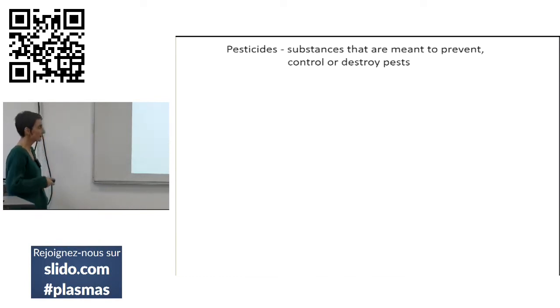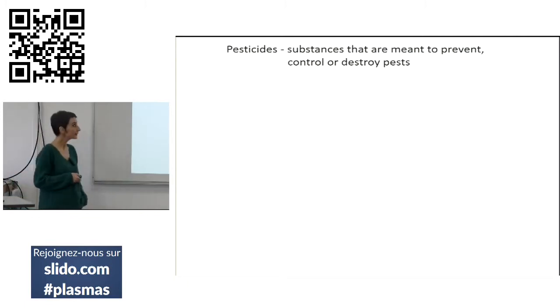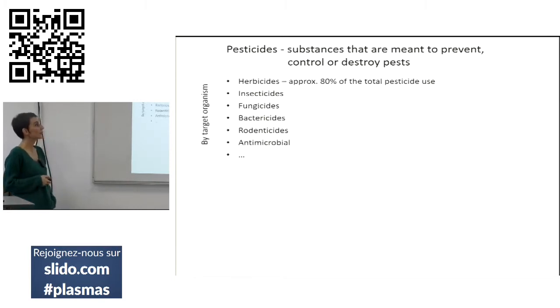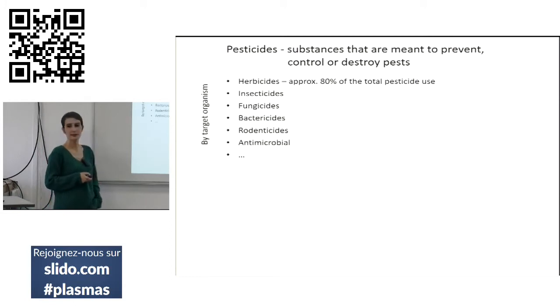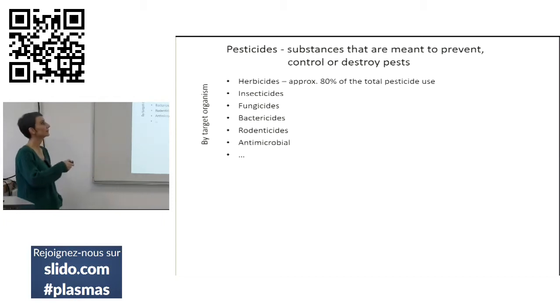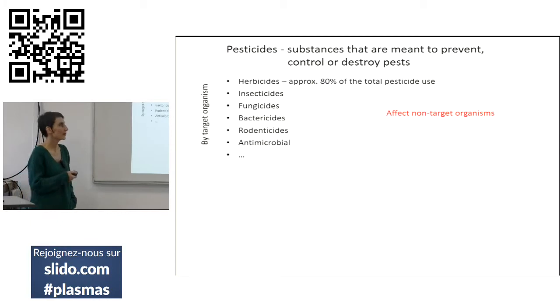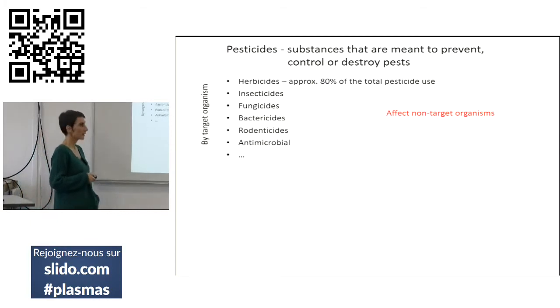So we can define pesticides as substances that are meant to prevent, control, or destroy pests. They can be classified according to the target organism. The most important are the herbicides, because they account for approximately 80% of the total pesticide used. And then, of course, there are also insecticides, fungicides, and so on. The problem is that all these compounds can be harmful and can affect non-target organisms as well.